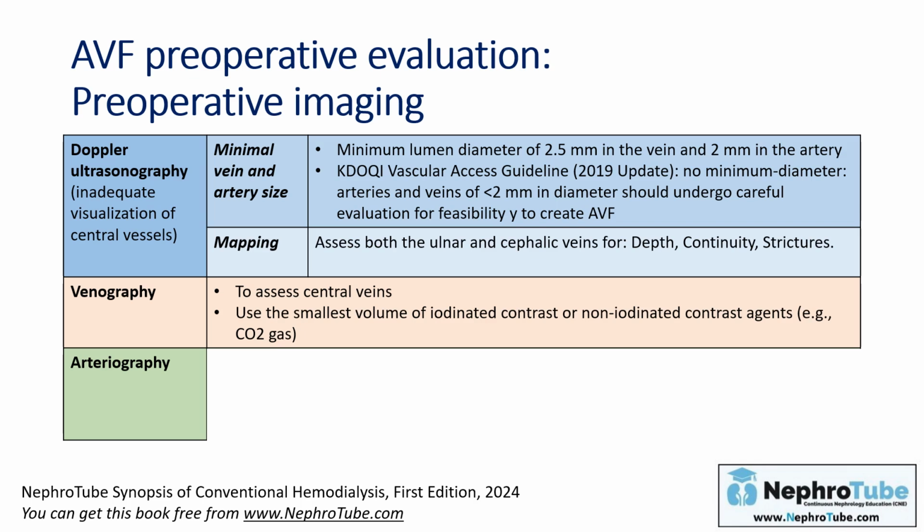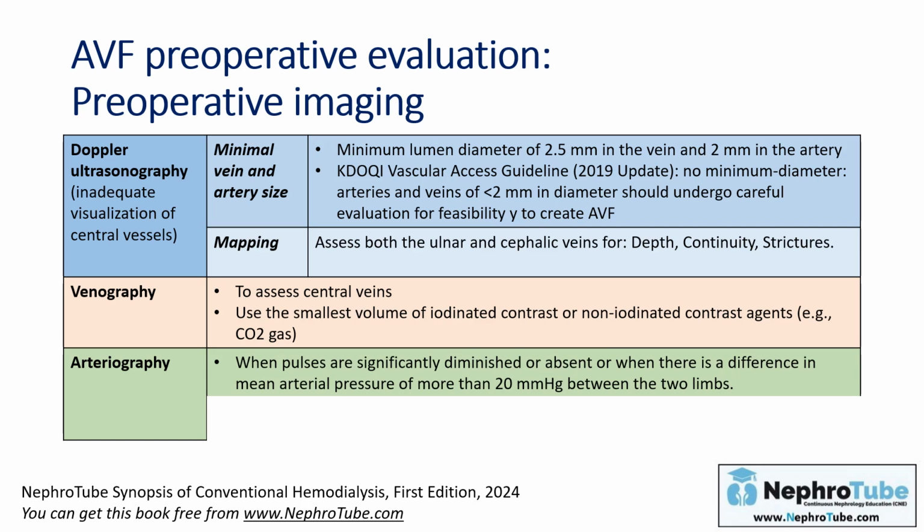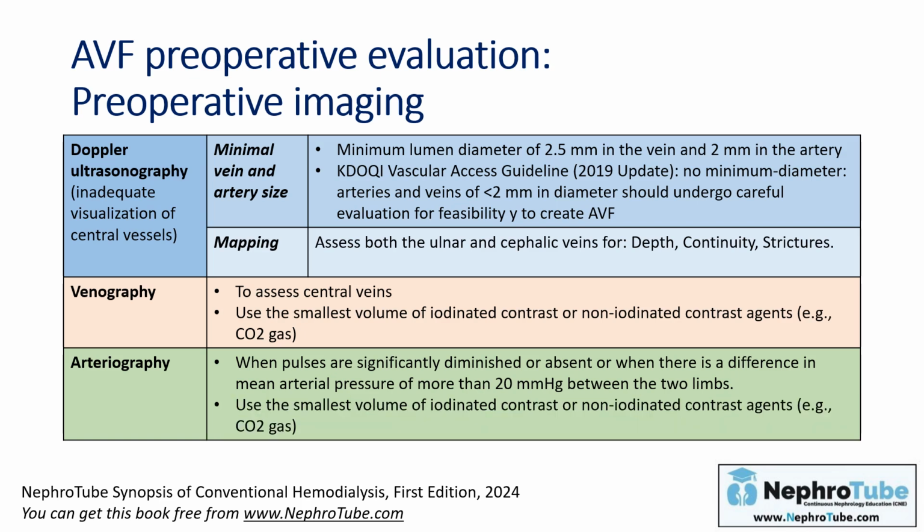Finally, arteriography. Arteriography is indicated if the pulses in the upper limb are diminished, or when there is a difference in the arterial pressure between the two limbs more than 20 millimeter mercury, as we mentioned before. Again, you have to use the smallest volume of iodinated contrast material, or use a non-iodinated contrast agent as carbon dioxide angiography.